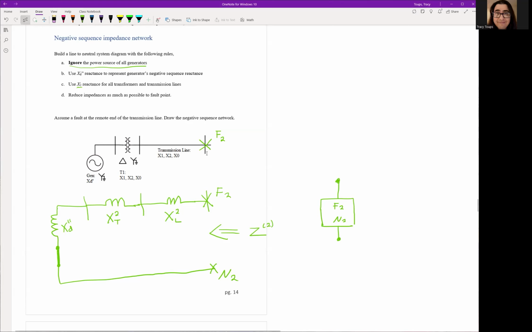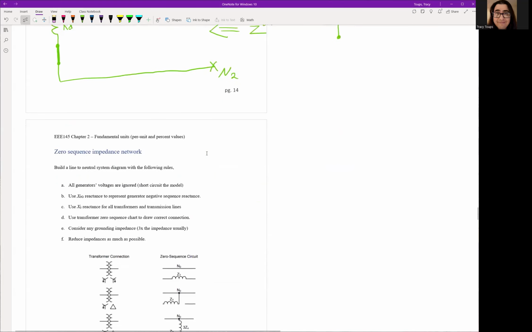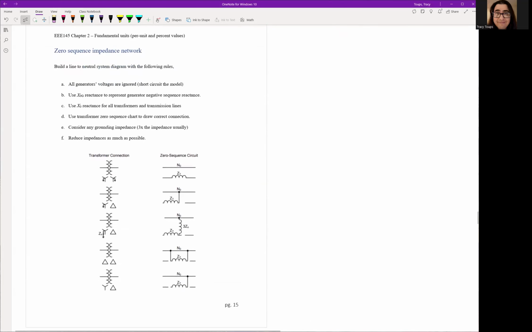Okay. Now, we could do the same thing. So that's 2 out of 3 done. Let's do the zero sequence network. Now, I'll be honest, the zero sequence network is by far the hardest because you have to take into account the grounding terminals of transformers and some generators. Okay. Now, let's just go through each one.